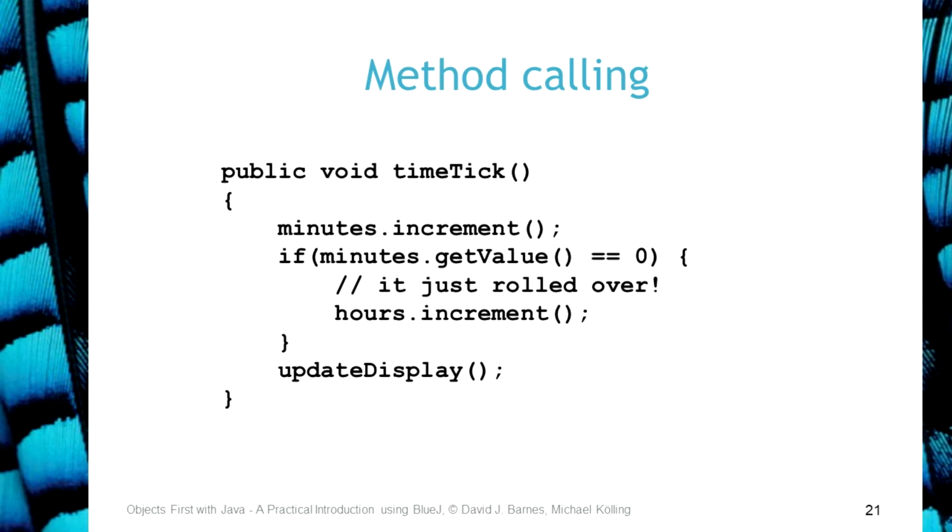As part of the condition in the if statement, it calls another method of the minutes object, getValue. This method returns the current value of the minutes. If that value is 0, then we know that the display just rolled over and we should increment the hours. That is exactly what this code does. However, if the value of minutes is not 0, then we're done. We do not have to change the hours in that case. Thus, the if statement does not need an else part.